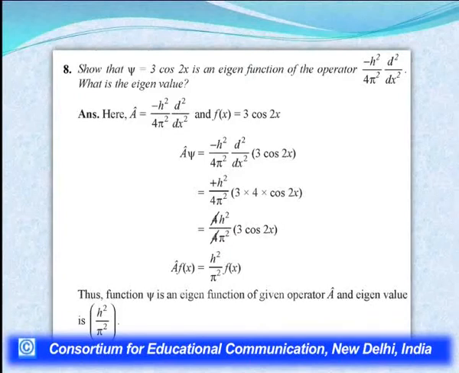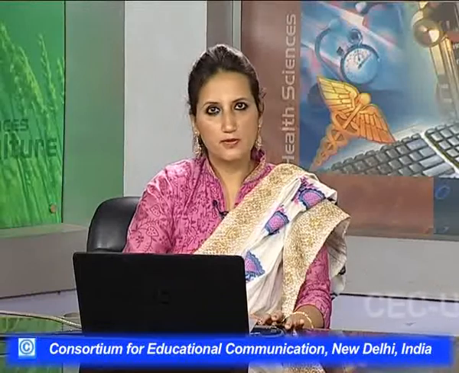So this is plus h square upon 4 pi square, 3 is already taken as common, and 4 comes because I am differentiating cos 2x twice. So every time 2 will come out, and 2 into 2 will become 4, and then cos 2x. It is simple differentiation formulas which everyone should know, and by this 4 will cancel out with 4, and we are left with h square upon pi square times 3 cos 2x. So 3 cos 2x is already the main wave function. Thus the constant which is there is h square upon pi square. Thus the function is an eigenfunction of the given operator, and the eigenvalue is h square by pi square.